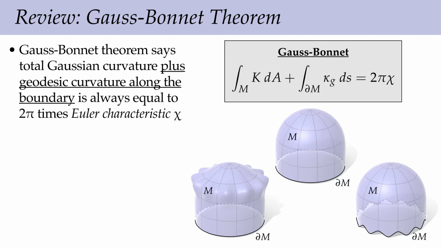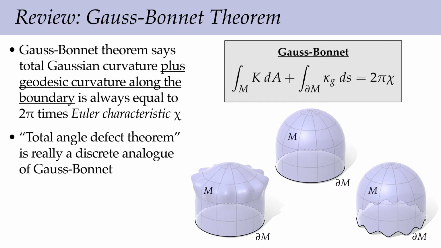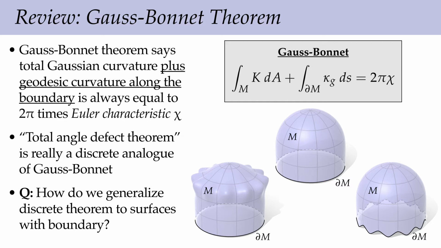Well, this total angle defect theorem is really a discrete analog of Gauss-Bonnet. It's saying the same thing. If we move the vertices around, whether they're interior vertices or boundary vertices, we should get the same total angle defect. But we didn't consider one thing. I mean, we haven't really said anything yet about polyhedral surfaces with boundary. So let's talk about that now.